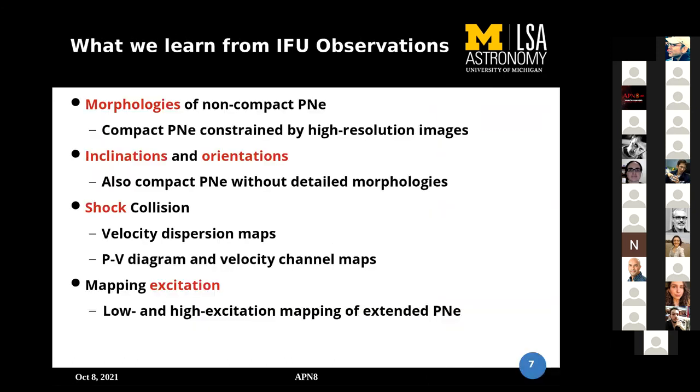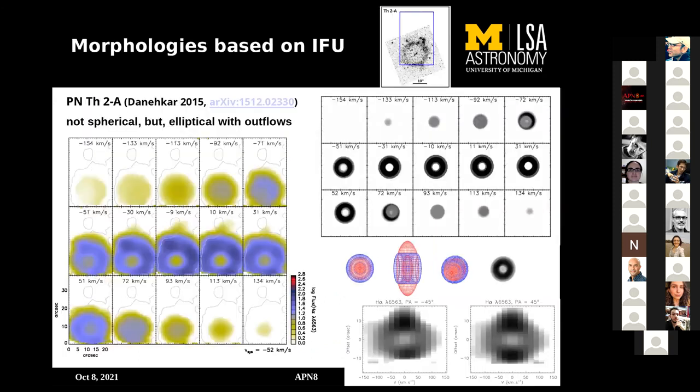In my talk, I will explain what we learn from IFU observations: how we find the morphology of planetary nebulae using IFU observations, also for compact objects if high resolution imaging is available. Even without any detail, we can find the inclination and orientation, and we can also use IFU to find shock excitation, mapping shock excitation regions.